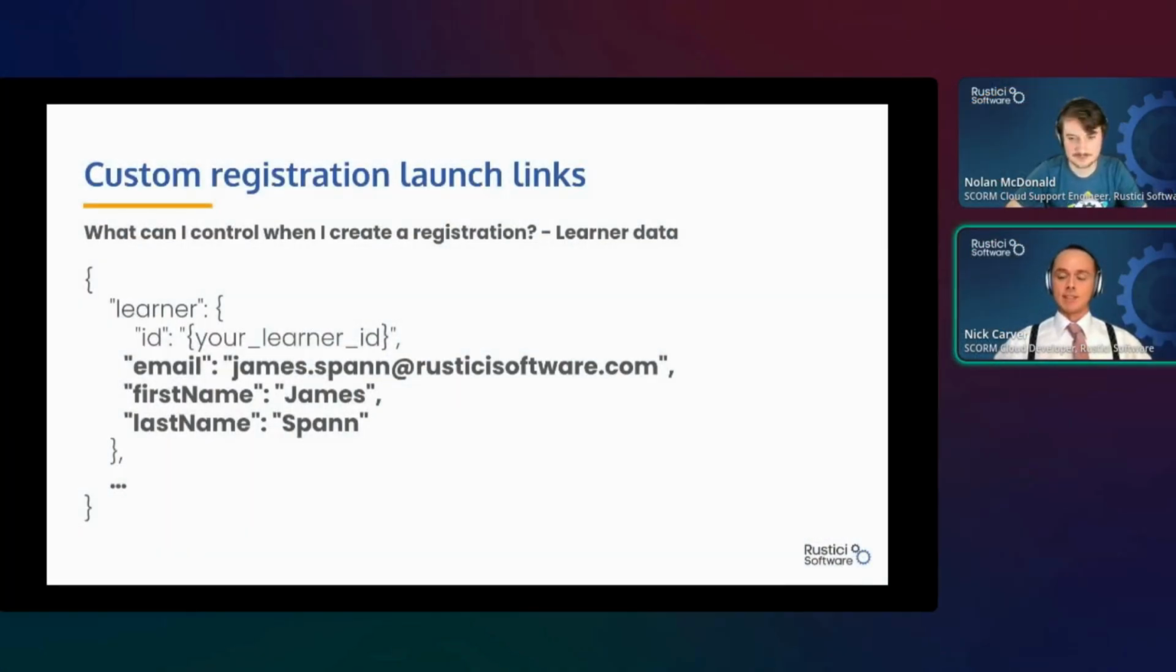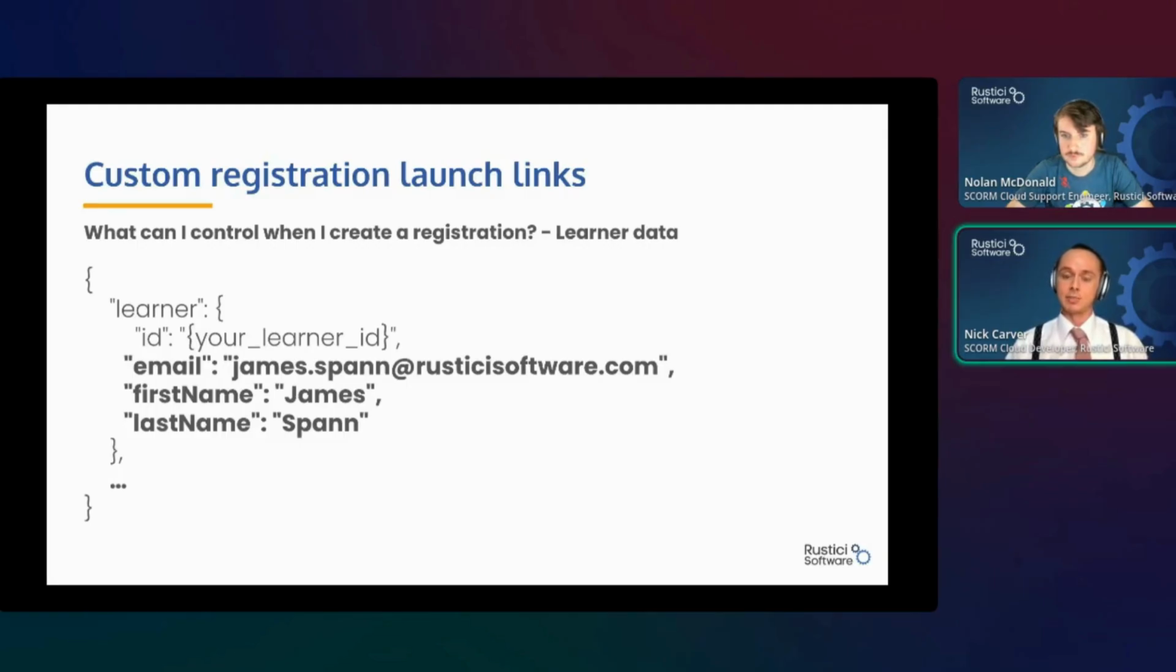As far as adding more data to your registration, you can add some personally identifiable information to your registration: the email address, the first name, and the last name. It's really helpful if you want to export a registration report from SCORM Cloud, so you can know which learner that registration belongs to, because that learner metadata lives alongside the learner ID. So you can know who that is without a lookup table.